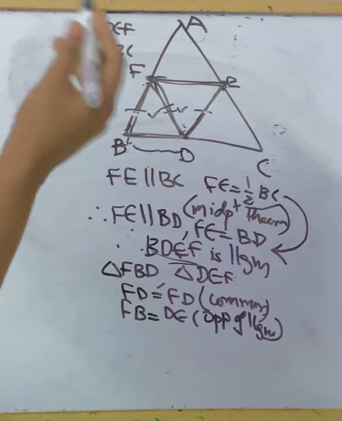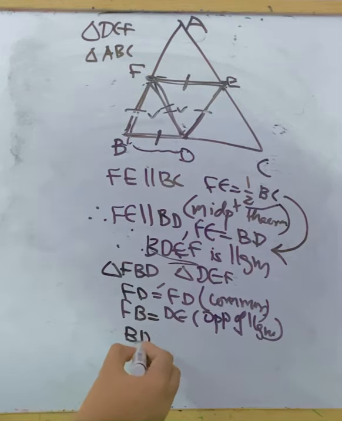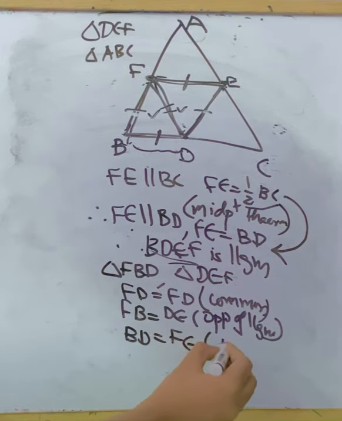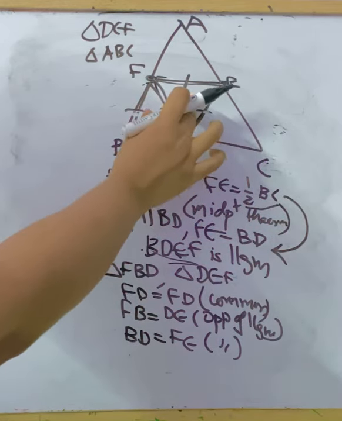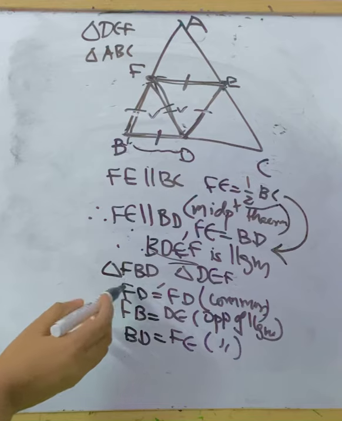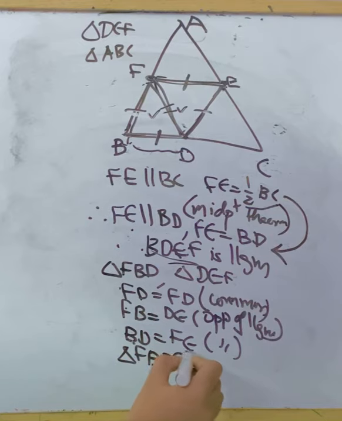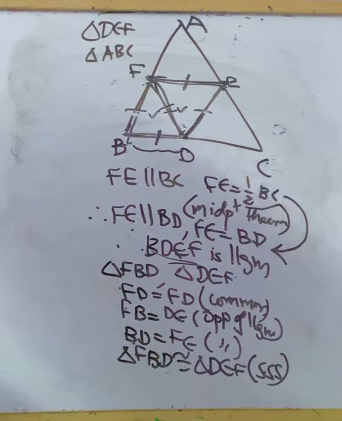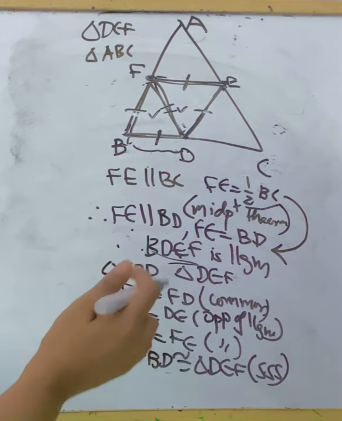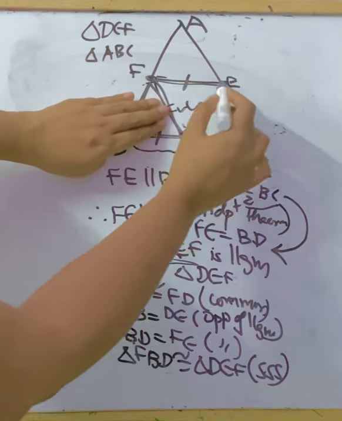We can see another pair of sides, that is BD equal to FE. Again opposite sides of this parallelogram. Now we can say these two triangles are congruent because we got SSS congruency. These two triangles, that is triangle FBD congruent to triangle DEF, SSS congruency.